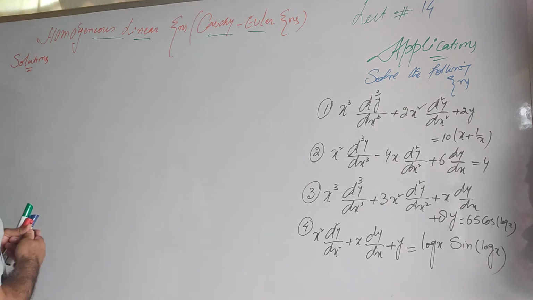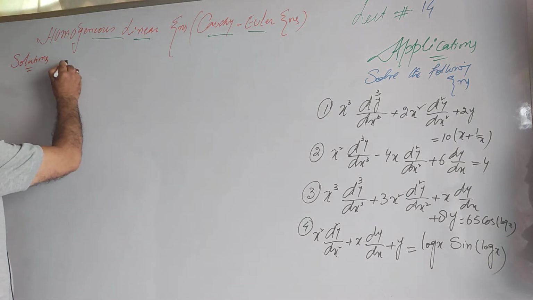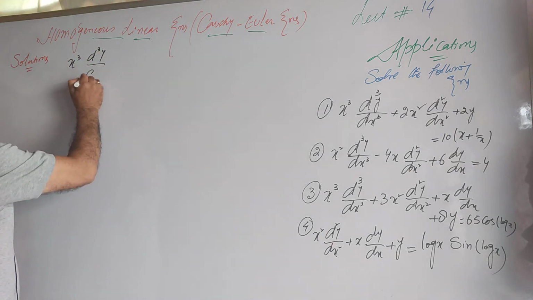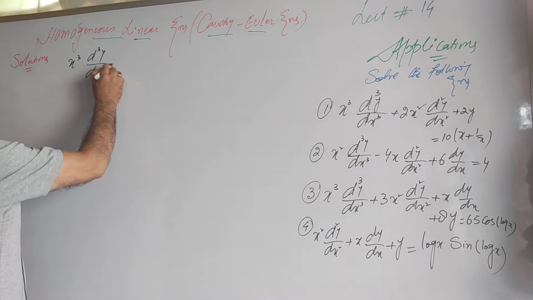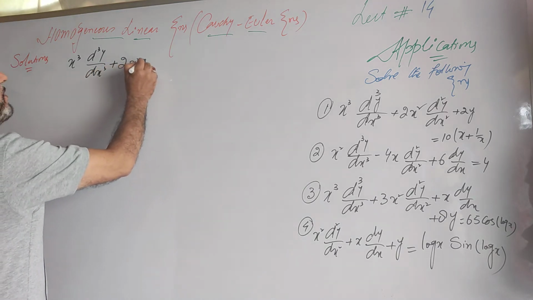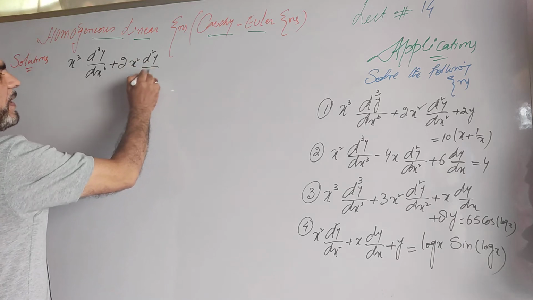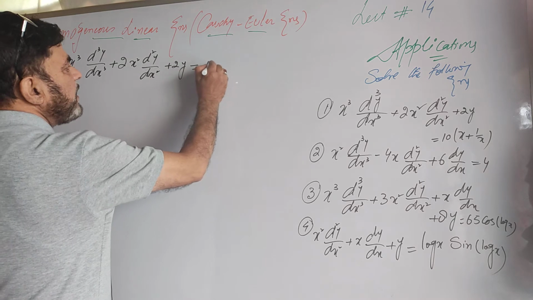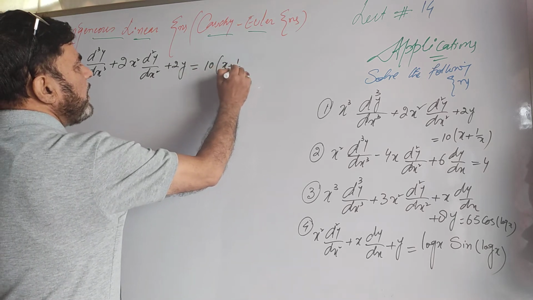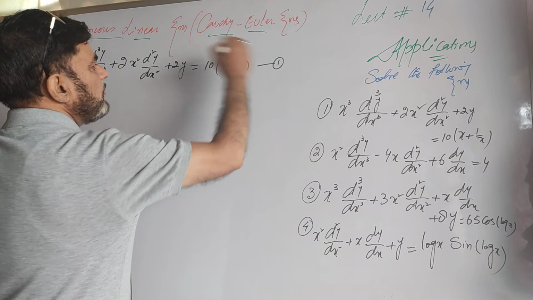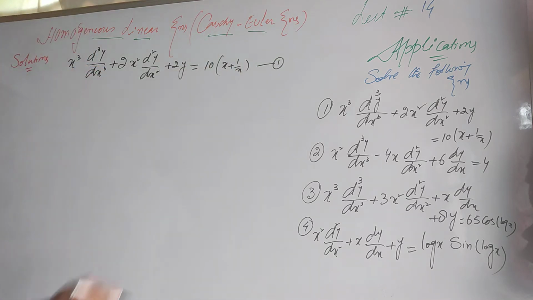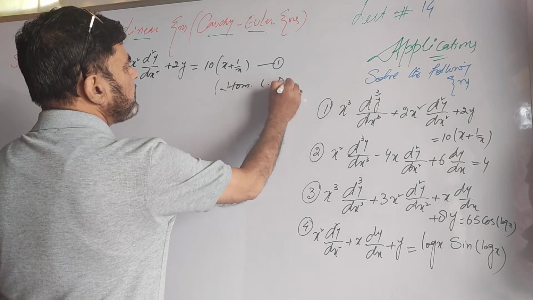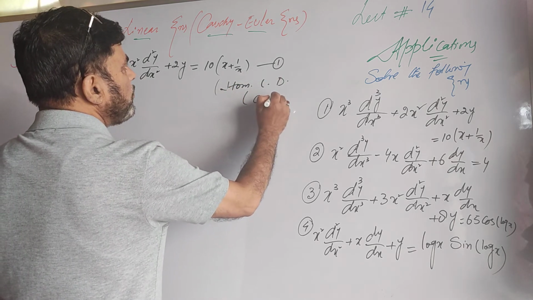The first equation we have to solve is x cube d3y/dx cube plus 2x square d2y/dx square plus 2y is equal to 10 times (x plus 1/x). This is our differential equation, which is of course homogeneous. It is a homogeneous linear differential equation, or you may say it is a Cauchy Euler equation.